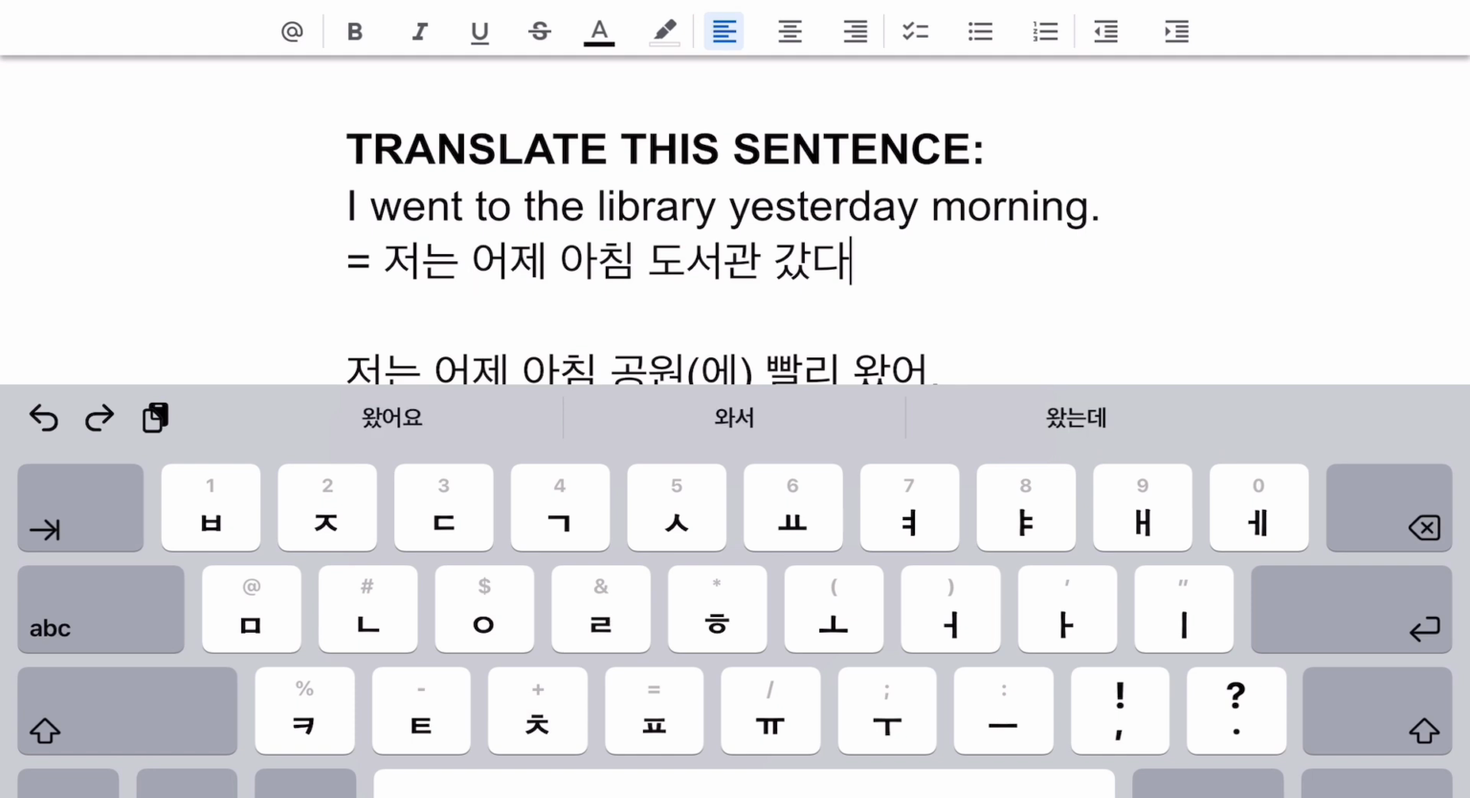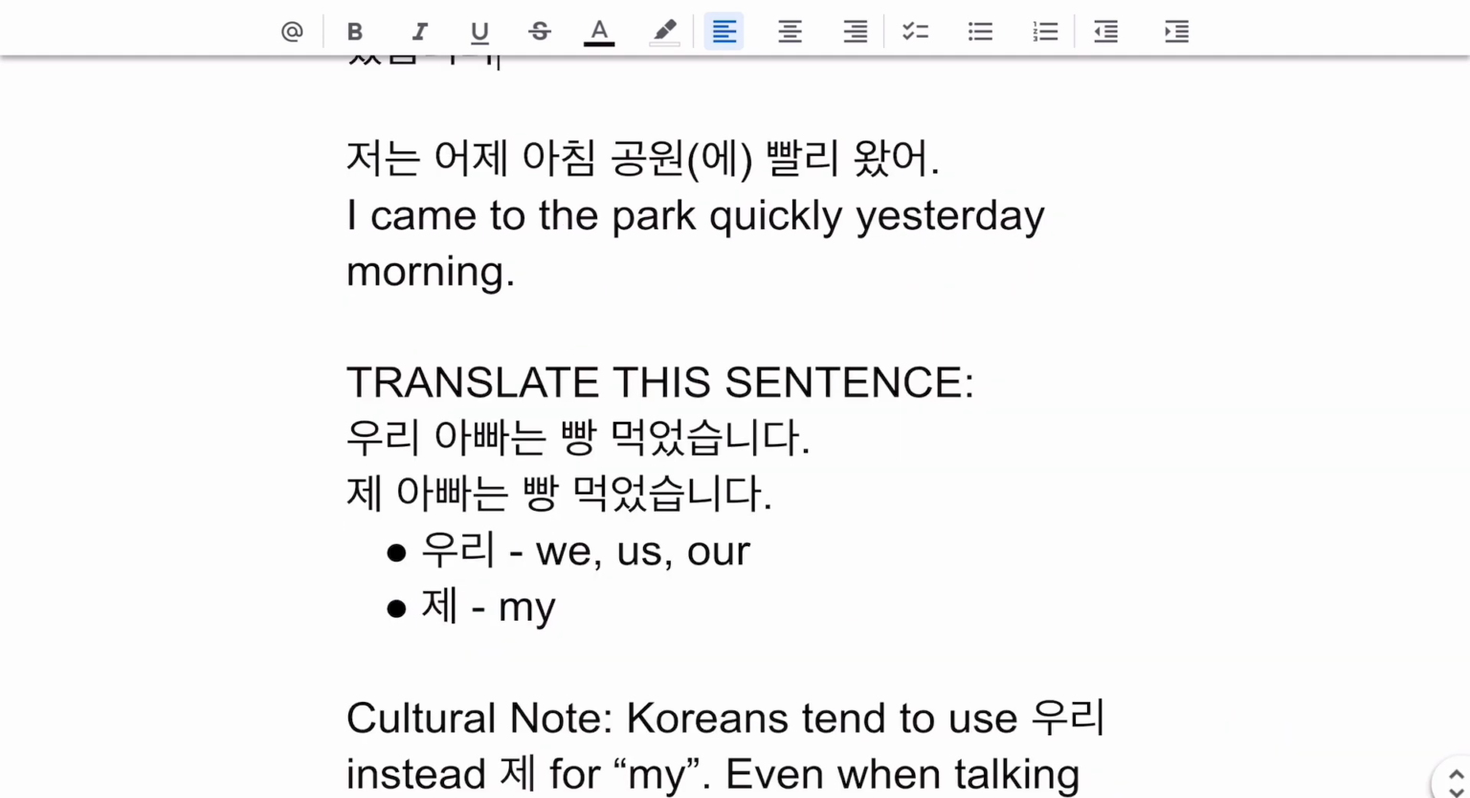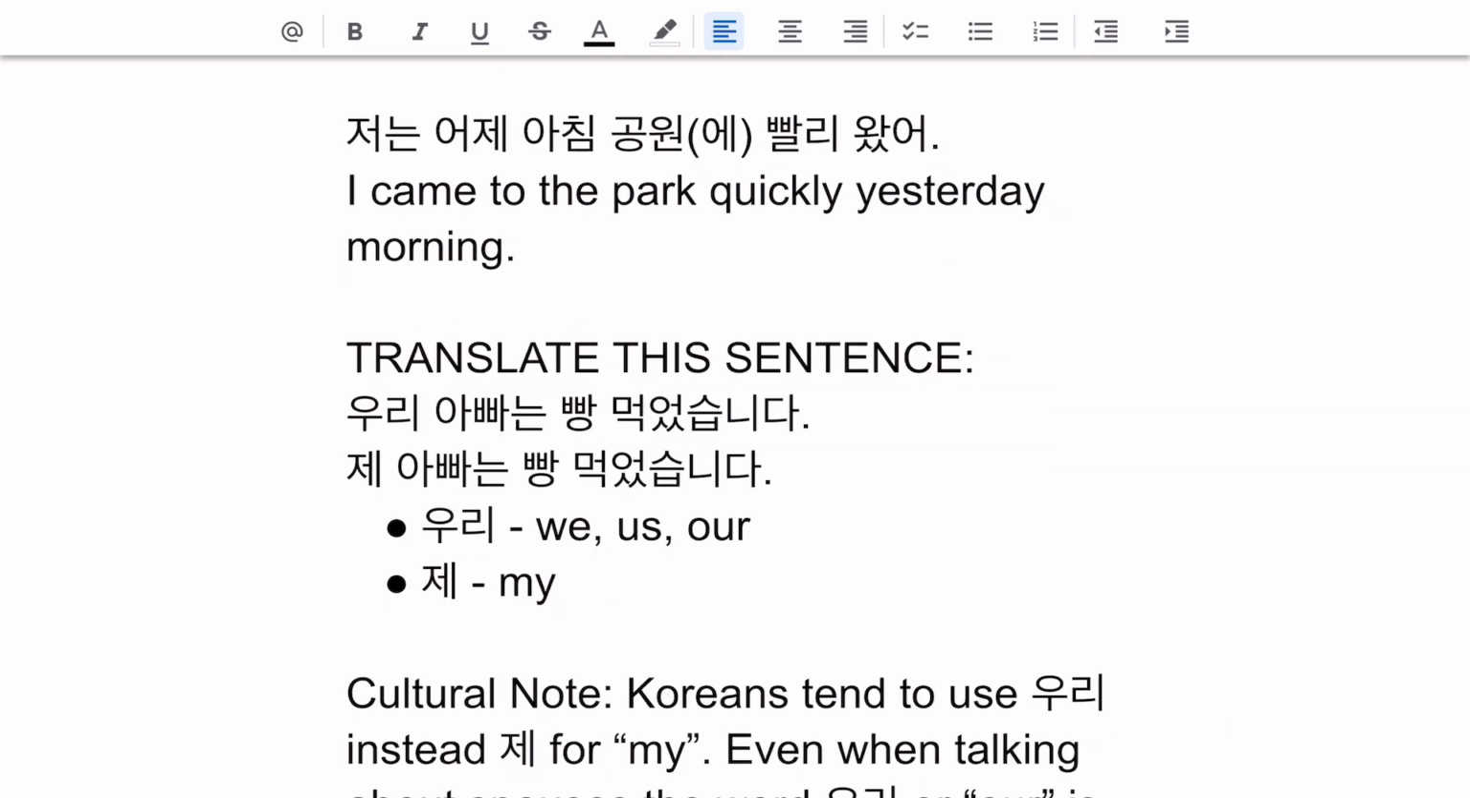So 갔다 is dictionary form, right? We have to conjugate. Let's do past tense informal. 갔어. 저는 어제 아침 도서관 갔어, or 갔어요, or 갔습니다. Then we have another one. 저는 어제 아침 공원 빨리 왔어. So I, yesterday morning, 공원, park, 빨리, quickly, 왔어, I came. I came to the park quickly yesterday morning.